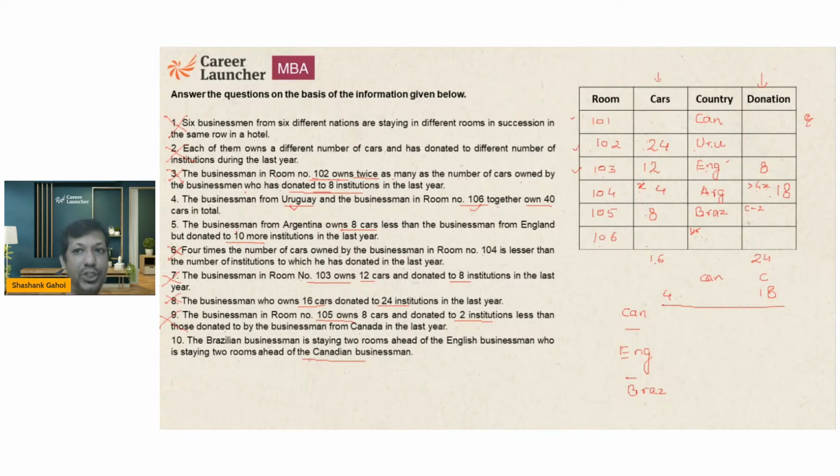Now, the summation of cars with Uruguay and room 106 should be 40. So this should be 16 because this is 24. And if this is 16, this should be 24. I got this. And the last country that is left out is going to be Germany. And donation is C minus 2. So this should be C. Okay. And number of cars, I don't know. So what I am going to do now, instead of thinking so much, I am just going to look at the options and get the answer.